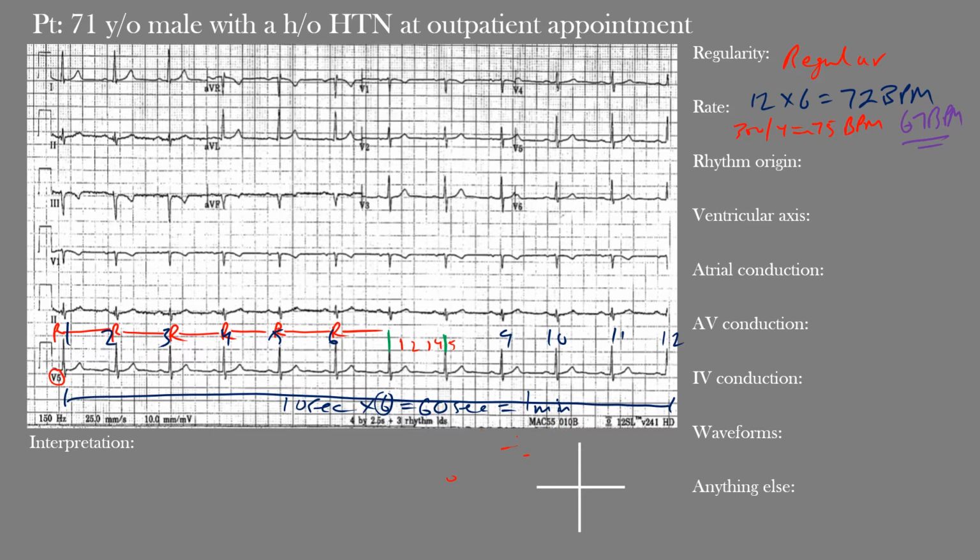So the machine gave us an actual rate of 67 beats per minute. Okay, so those are two ways we can find the heart rate with irregular rhythms. Now to the rhythm origin. Well, we have narrow QRS complexes, so it must be supraventricular in origin, that is originating above the ventricles. We can also make out clear, defined, similar shaped P waves. So we have to ask ourselves, are we dealing with sinus rhythm?